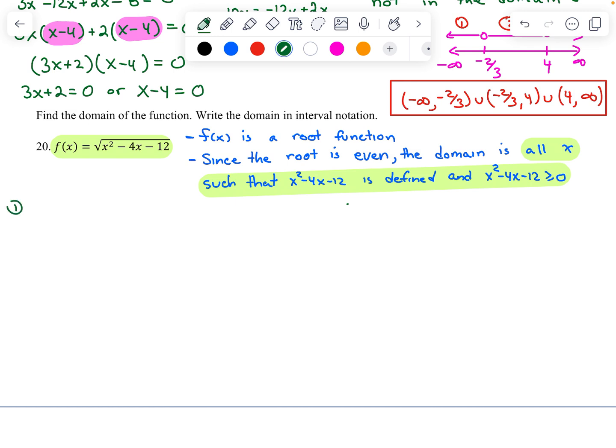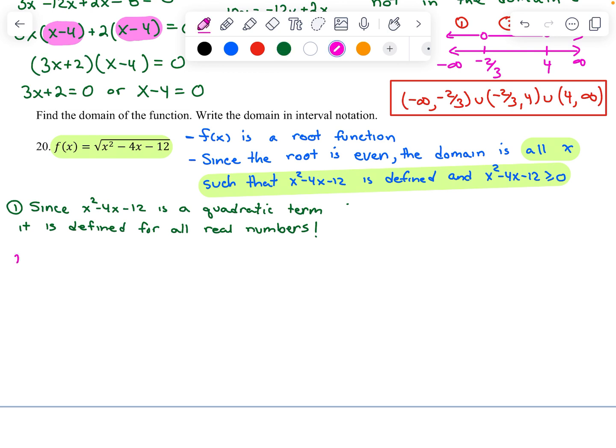All right, so we're going to start with the first requirement. When is x squared minus 4x minus 12 defined? Since x squared minus 4x minus 12 is a quadratic term, it is defined for all real numbers. Okay, on to the second requirement.